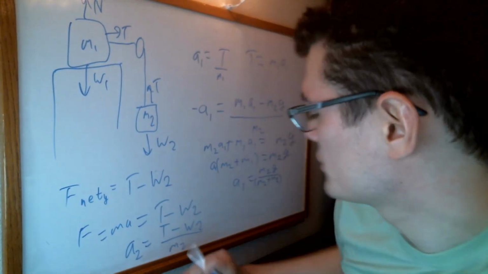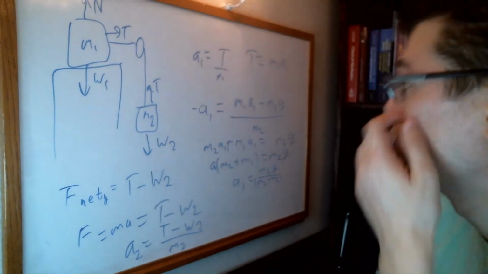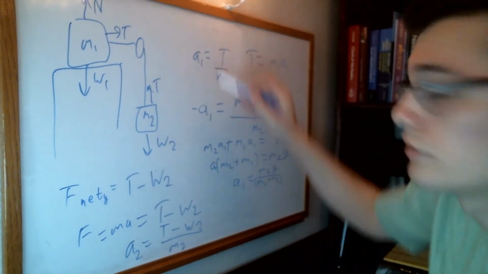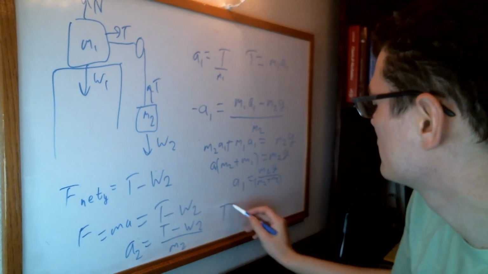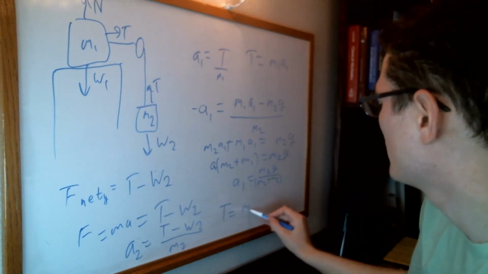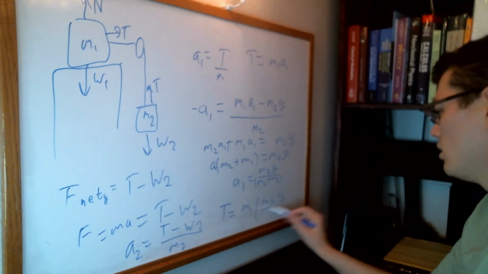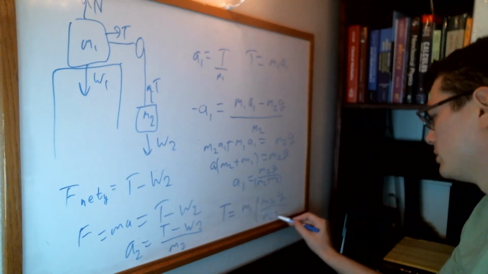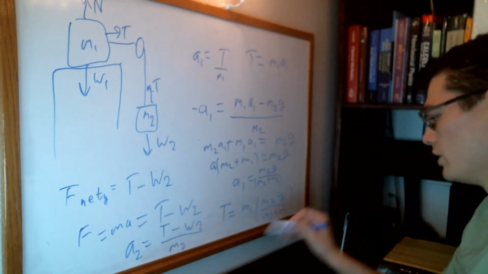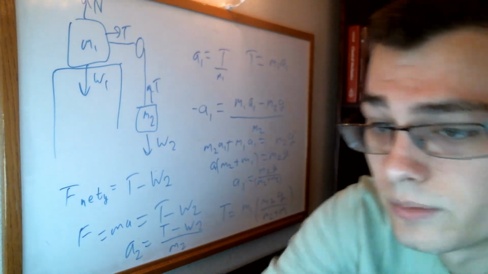And now, since we have the value for a1, and we have an equation here for T, we can say that T is just equal to m1 times m2 g all over m2 plus m1. And then you just have to plug in your values from there.